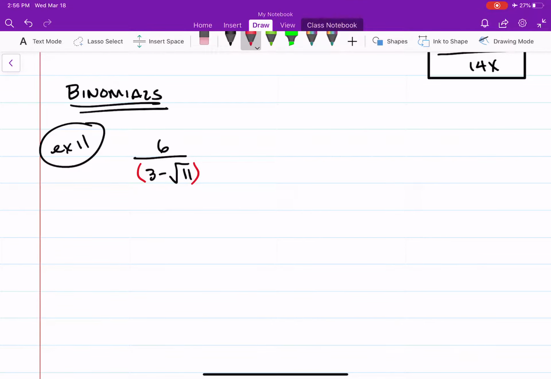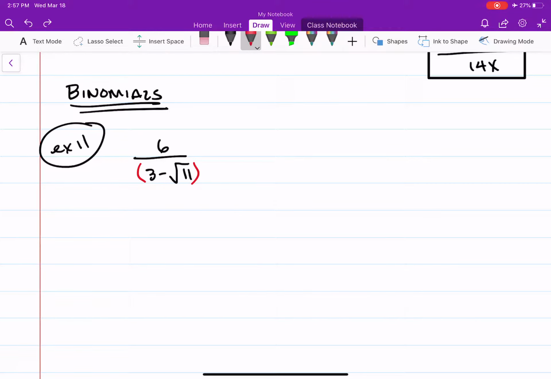So what do I multiply 3 minus square root 11 by to get rid of that radical? So in the past, people would be like, well, let's multiply by square root 11. Well, no, if I multiply by just square root 11, if you distribute this, look at what you get, okay? You'll get 3 square root 11 minus 11. So the radical is still there, so it'd be no good, okay?